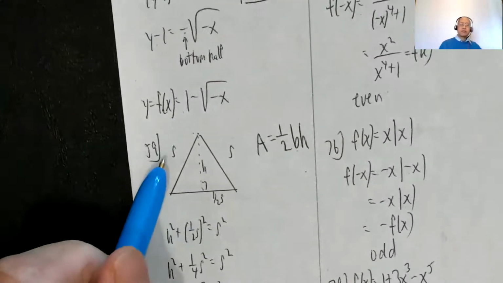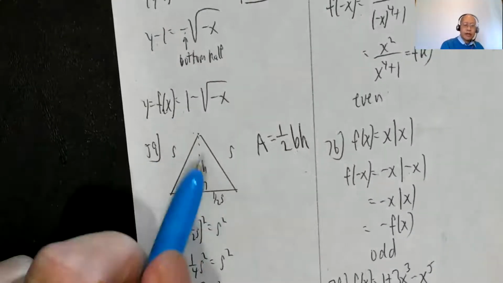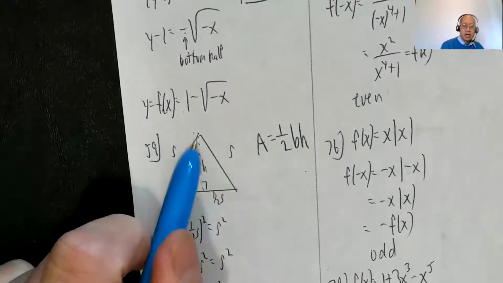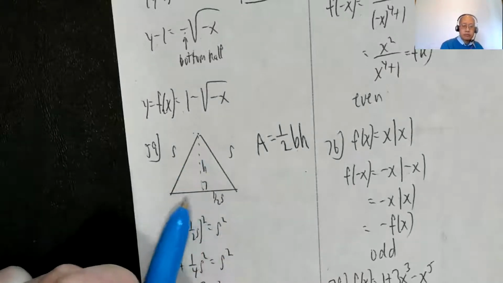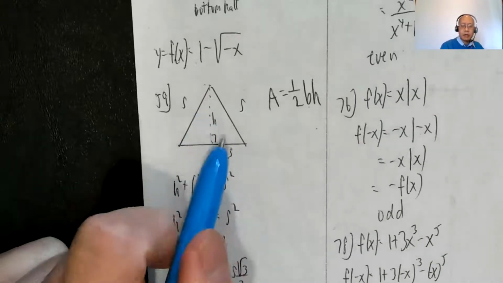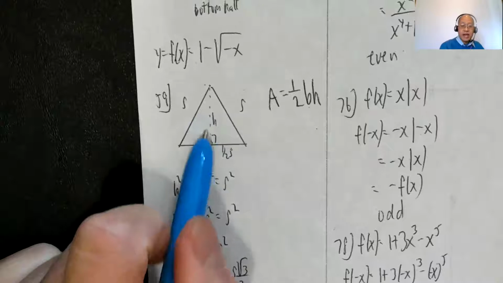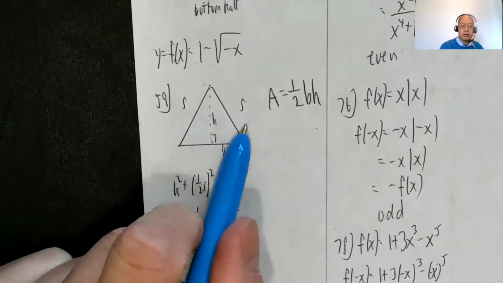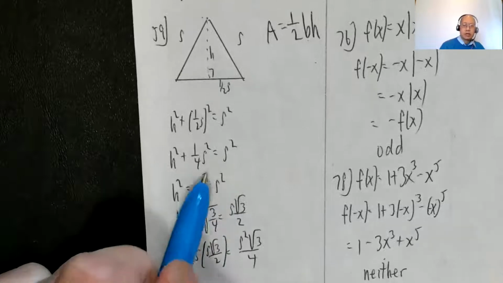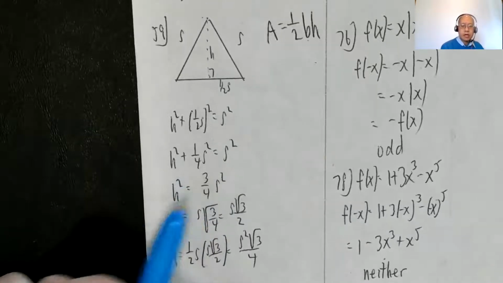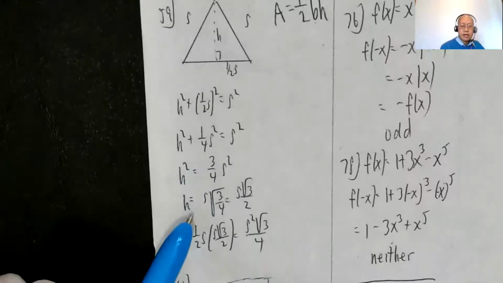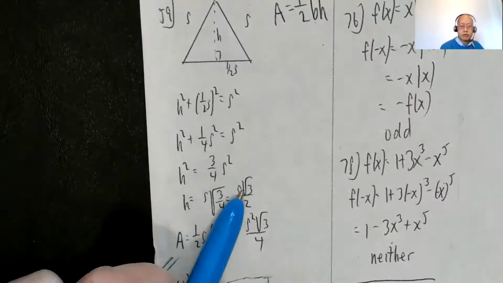59 asks for an expression for the area of an equilateral triangle. So all the sides are s, s, s, and I drew myself an altitude, which makes this half s. And I've got a little Pythagorean theorem going on here. Okay. So h squared plus half s squared is equal to s squared. h squared plus 1/4 s squared equals s squared. Subtract 1/4 s squared on both sides. h squared is 3/4 s squared. So h is the square root of this guy. That's s radical 3/4 or s radical 3/2.